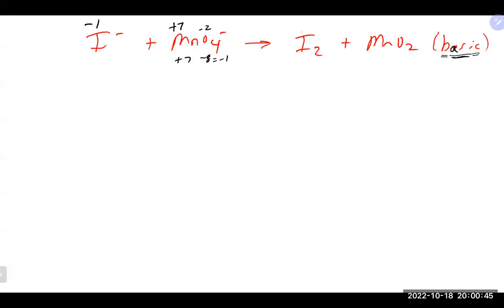Our I2 is in a standard state, which means it has an oxidation state of 0. The Mn over here, the oxygen is -2. That is -2 and -2, times 2. That is -4. That's a +4.